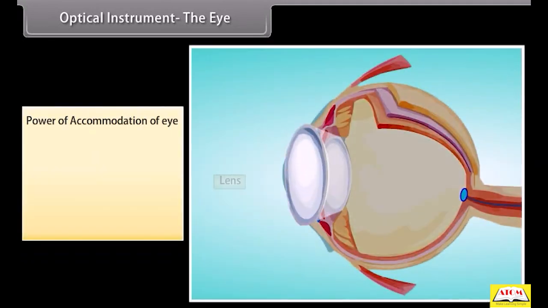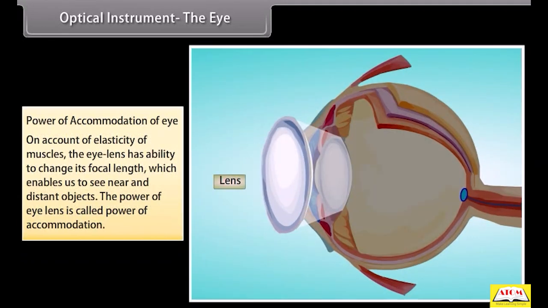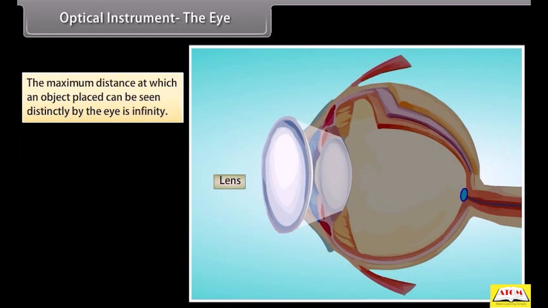Power of accommodation of the eye. On account of the elasticity of muscles, the eye lens has the ability to change its focal length, which enables us to see near and distant objects. This ability of the eye lens is called the power of accommodation. The maximum distance at which an object placed can be seen distinctly by the eye is infinity.